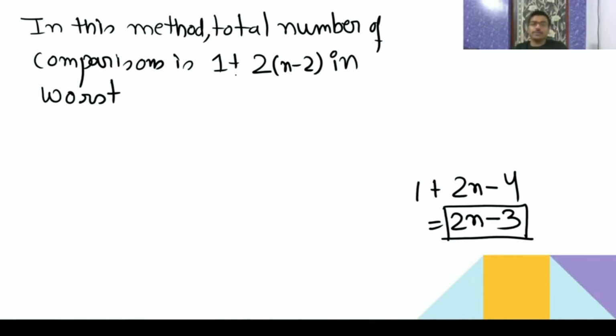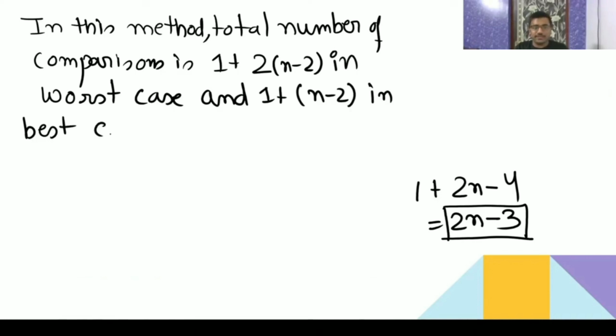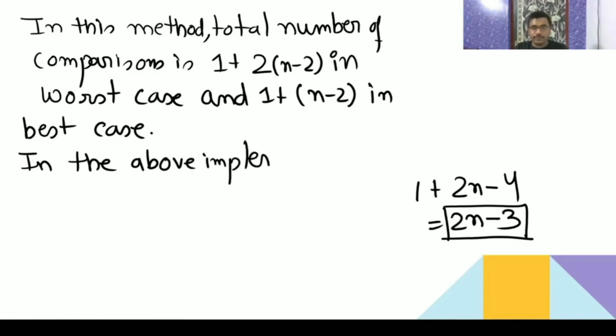In this method, the total number of comparisons is 1 plus 2n minus... in the worst case, and 1 plus n minus 2 in the best case. Please let me know whether it is clear. In the above implementation, we can find the comparisons in three ways.